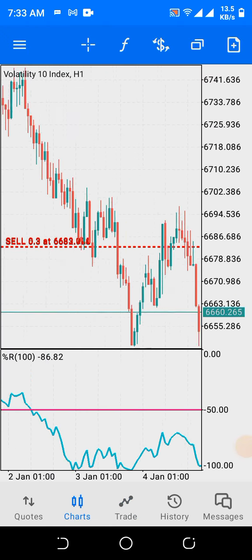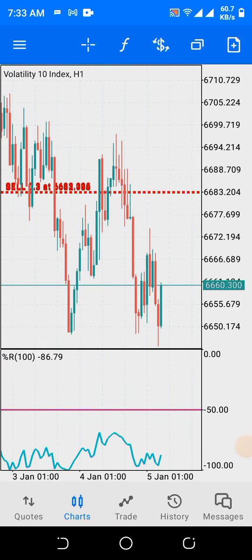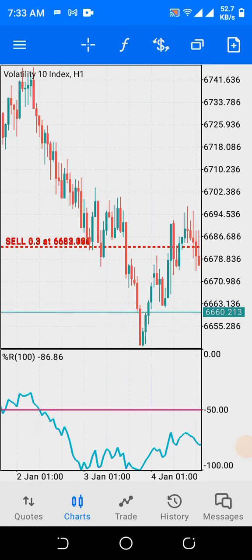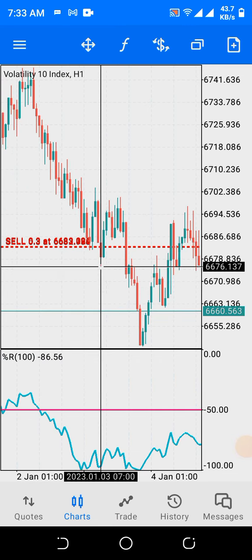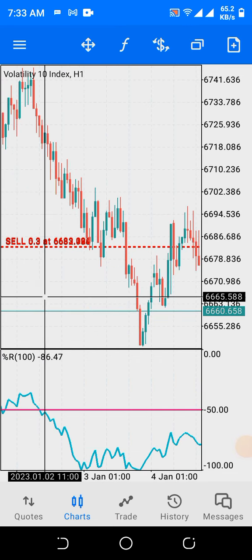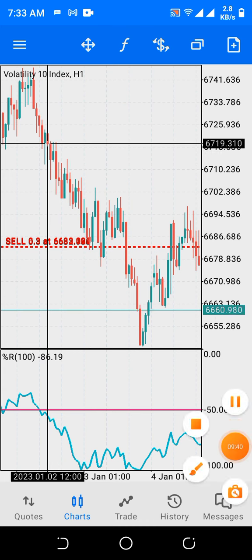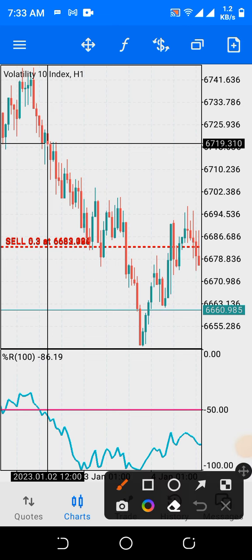Now watch here. This is the current trend. This is the current market where I made my entry. Look here. I'm supposed to make my entry here. This is where I'm supposed to make my entry. Look at it. I'm supposed to make my sell entry. My sell entry is supposed to be somewhere here.